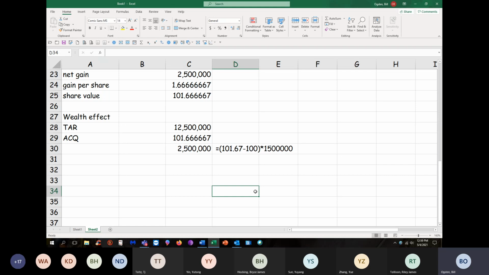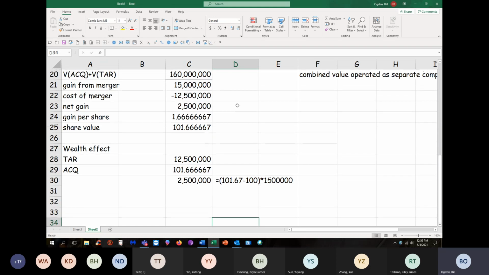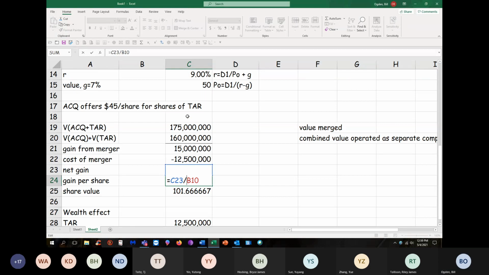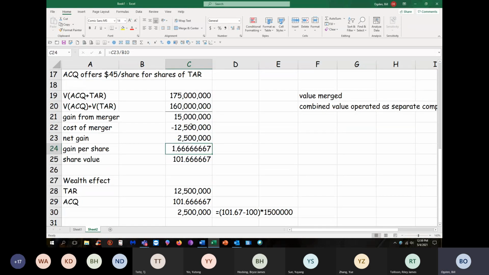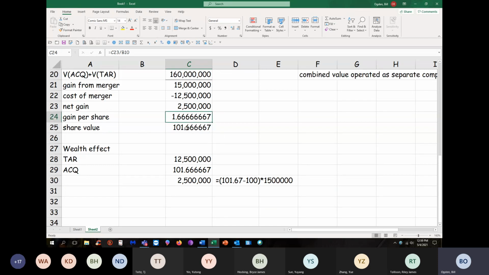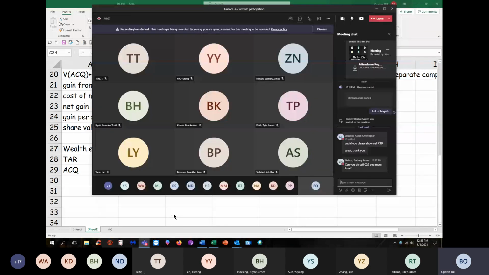You see, we just did a full circle, right? Up here we said to ourselves that we gained $2.5 million. We split that among 1.5 million shares. Right? That's our 1.5 million shares. And so we said that we'd be worth $100 plus this extra 1.666667, or 101.667. So we just went full circle on what we already knew. Is that a little more clear?